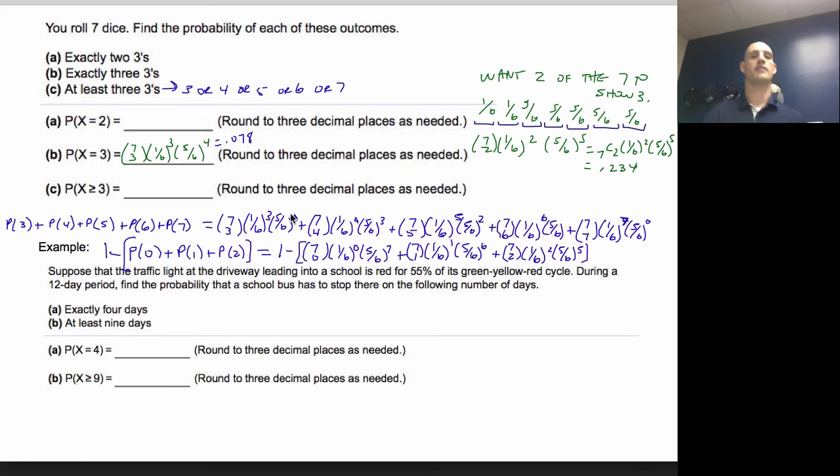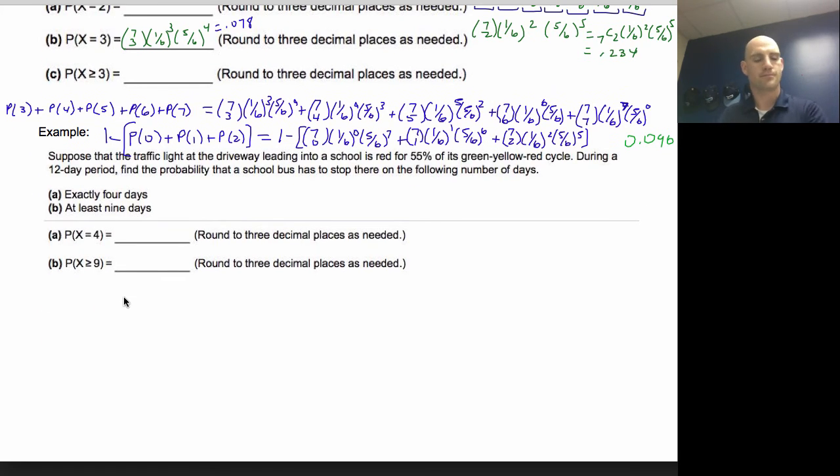Either way, you get the same answer. Whether you add up all the probabilities of what does satisfy, or you do 1 minus what doesn't satisfy, you still get the probability of 0.096. Okay, so there's a 9.6% chance that it happens. Okay, let's look at one more example.